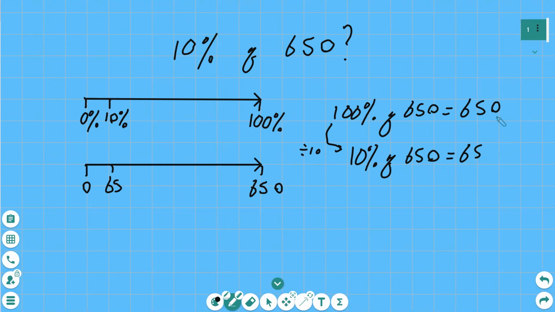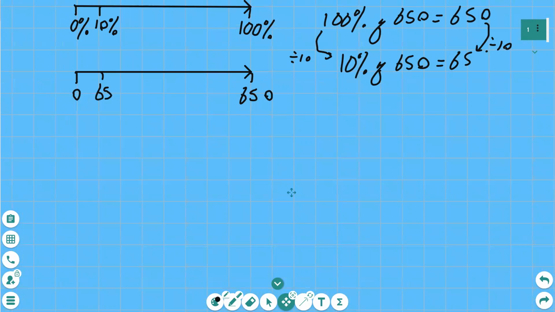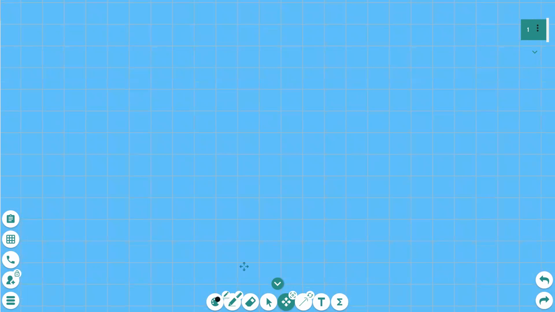And we've divided 650 by 10 to get 65. Does that make sense? I hope that makes sense anyway. So obviously you won't only be asked to get 10% of a number with percentages of amounts. You might be asked questions like, what's 15% of a number? So let's say 15% of 320.